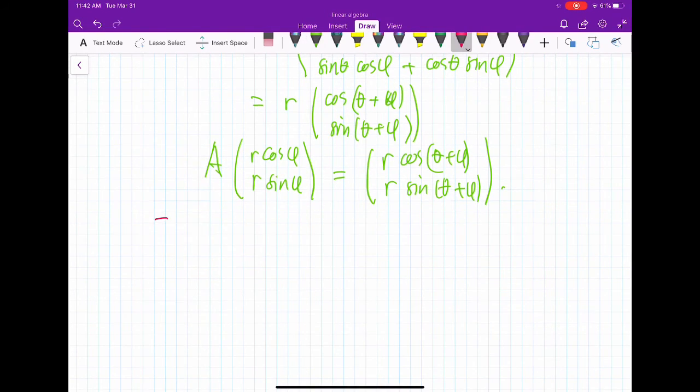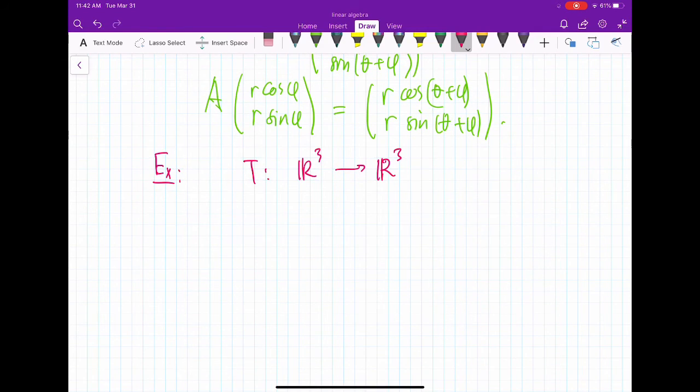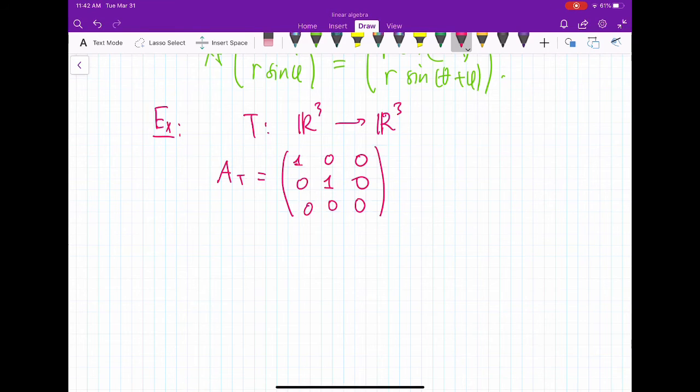Let's consider the following example. You have a map T from R3 to R3 such that A_T equals [1, 0, 0; 0, 1, 0; 0, 0, 0]. A_T is the matrix corresponding to T.